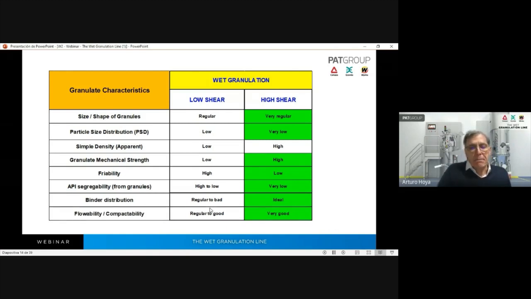This is a special question. The distribution of binder will impact many attributes of the intermediate product. Finally, flowability and compactability, two of the principal attributes we need to tablet at high speed, are regular to good in low shear and very good in high shear. Well, it's obvious that the high shear process is better than the low shear.